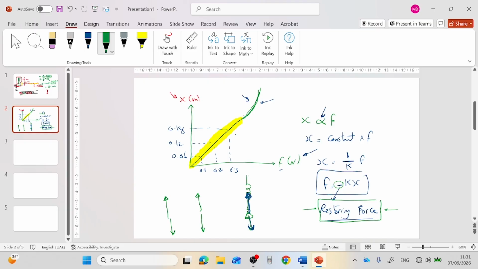So in this case, if you try to calculate the slope, it will be equal to delta y, which is the extension, over delta x, which is the force. If you move this force to the other side and k to this side, you will find that it's equal to 1 over k. k is called the spring constant.